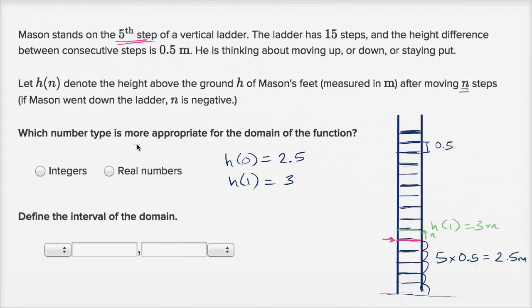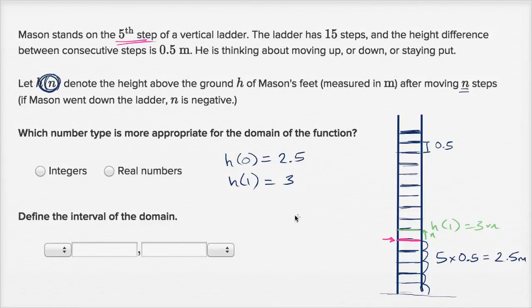They're asking which number type is more appropriate for the domain of the function. The domain, just as a review, is the set of numbers that we can input into the function and get a valid output. And we have to pick between integers or real numbers. Well, n, which is our input, is the number of steps he goes up or down. So it could be positive or negative, but we're not going to talk about half steps, or he'd put his foot in the air. He has to take integer valued steps up or down. If it's positive, it's up. If it's negative, it's down. If n is 0, that means he's staying put.